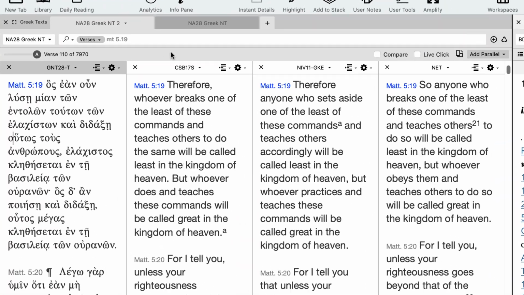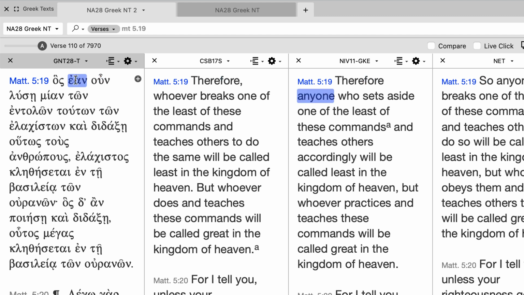We're going to look at Matthew 5:19, and it says, "Therefore, if anyone looses or breaks one of the commandments of these of the least," in other words, one of the least of these commandments, "and teaches οὕτως people," we'll come back to the οὕτως, "will be called least in the kingdom of heaven. But whoever does and teaches," doesn't teach what? "This person will be called great in the kingdom of heaven."